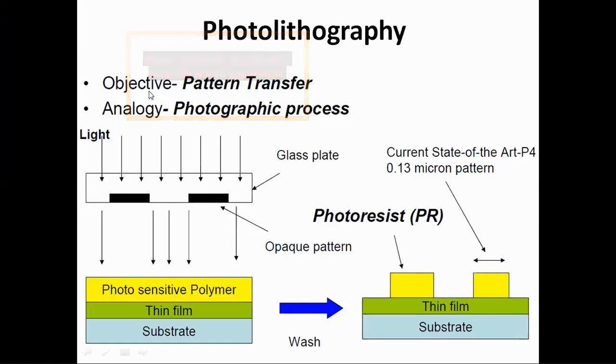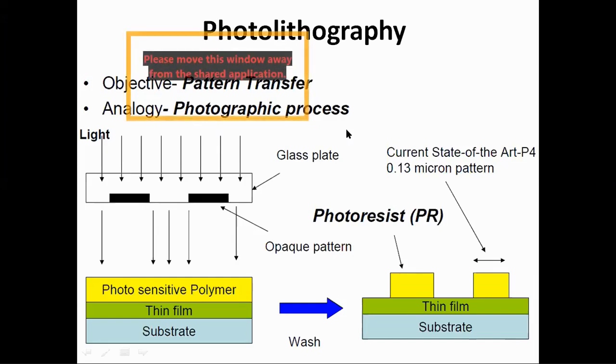Photolithography, objective: pattern transfer, analogous to the photographic process. So the old photographic process where we would be using the reel, on that reel there was photoresist, and that process was completely analogous. Photolithography is analogous to that photographic process.